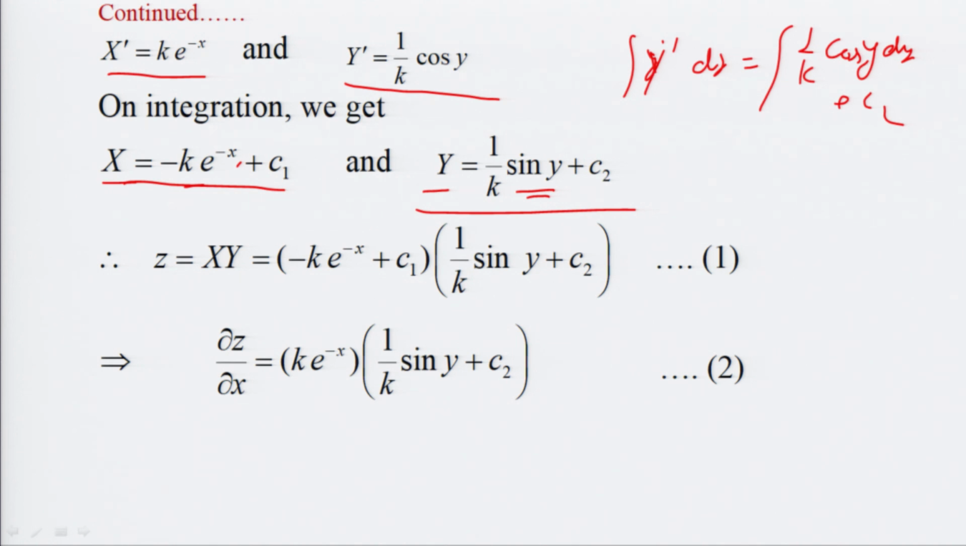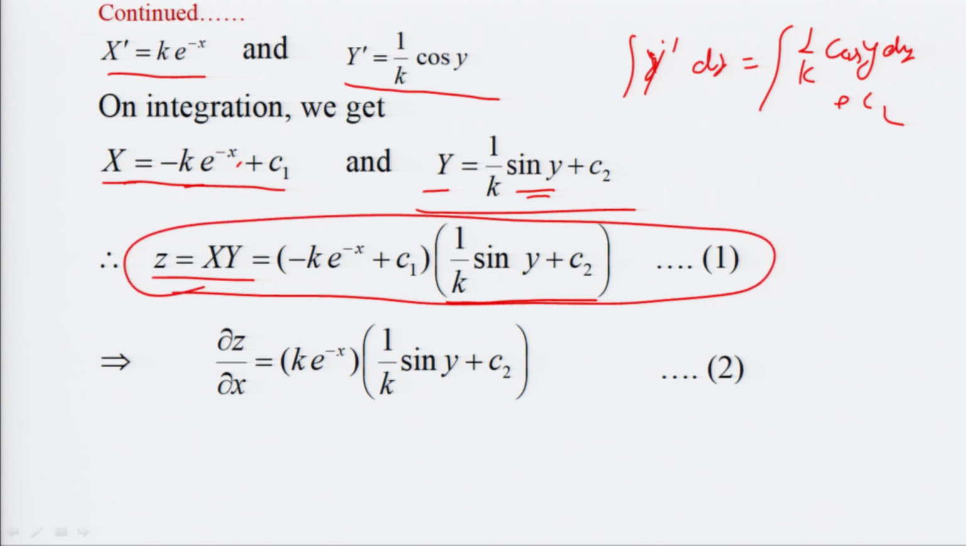So, if we put these values in the assumed solution, z is equal to x into y. So, here x is equal to minus k e to the power minus x plus c 1 and y is equal to 1 by k sin y plus c 2. So, this is the solution of the given differential equation, that is z is equal to x into y, so minus k e to the power minus x plus c 1 and 1 by k sin y plus c 2.